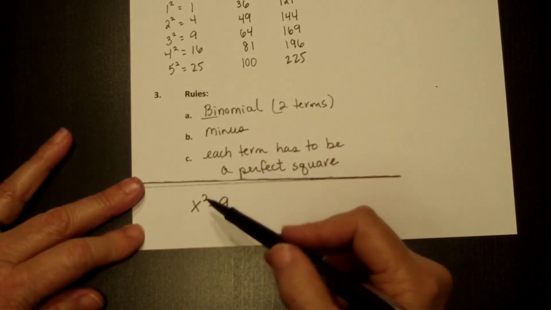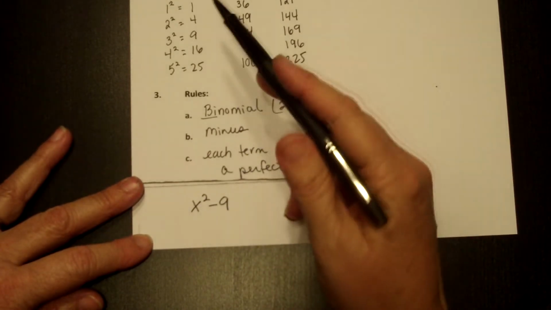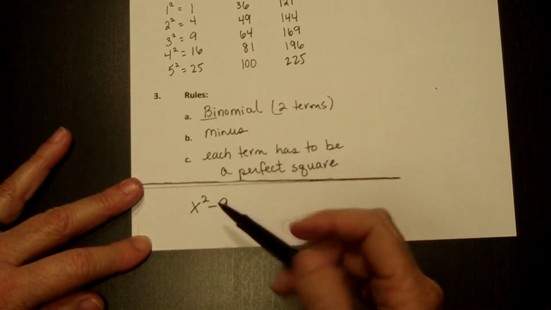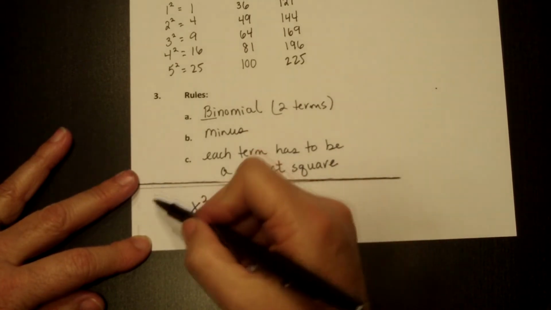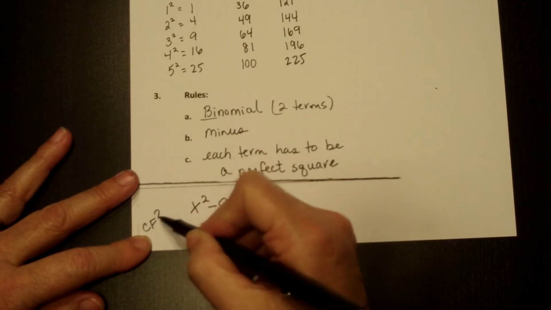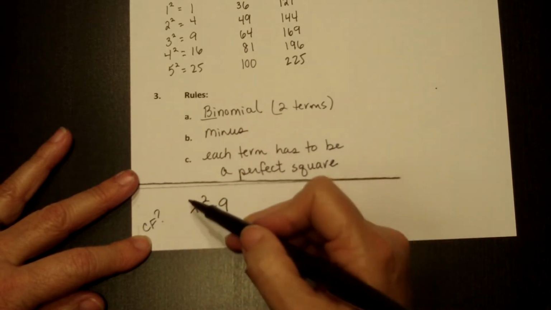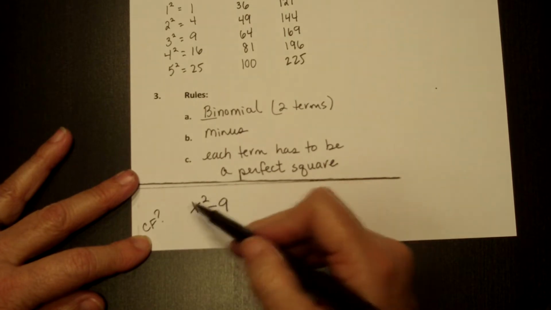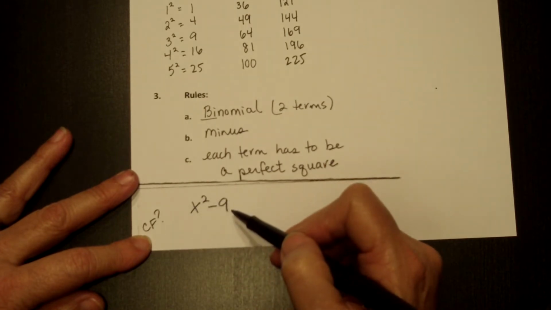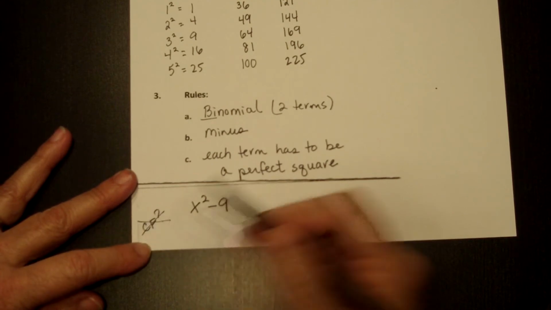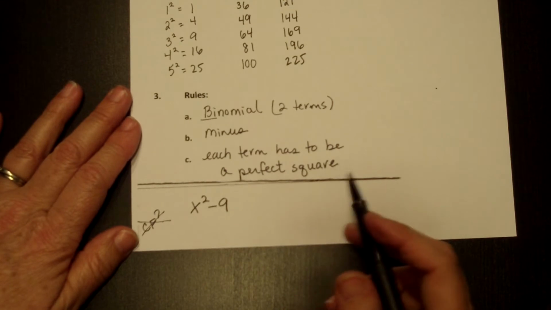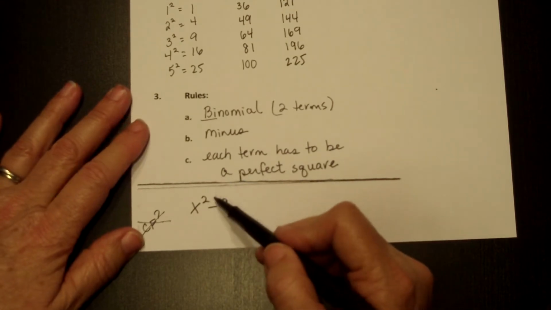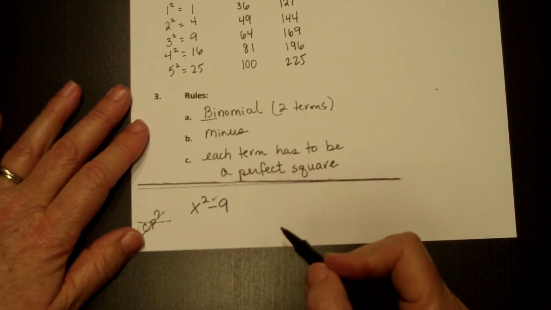All right, so the first thing that you would look for on this, and this came from the example at the top of the page, is it's a binomial. And you would look for common factors, okay? So is there a greatest common factor? Well, this is a 1 and this is a 9, so no, there's not a greatest common factor. There's not an x in both, so we don't really have to worry about that one. Okay, then, since it's a binomial, does it have a minus sign? Yes, it has a minus sign.